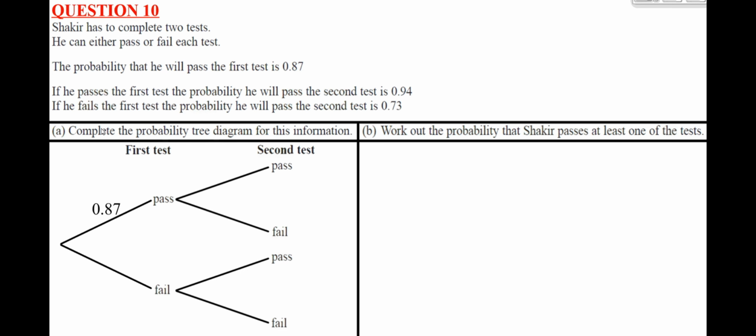Part A, just skipping ahead, it says complete the probability tree diagram for the information. So even though this has been added on, it does say here the probability that it will pass the first test is 0.87, which is why this 0.87 is here, like so.